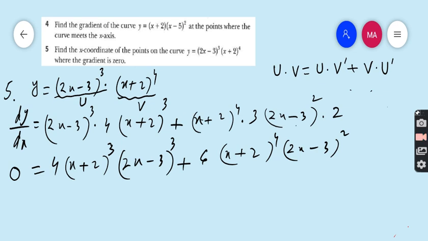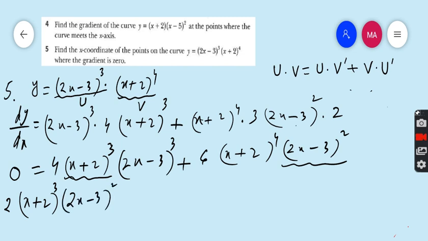We can take common from both (x plus 2) whole cube and (2x minus 3) whole square, along with 4 and 6 common is 2. So 2 multiplied by (x plus 2) whole cube (2x minus 3) whole square, bracket 2 2s are 4. So 2 into (2x minus 3) plus 3 2s are 6 (x plus 2). This is our common.